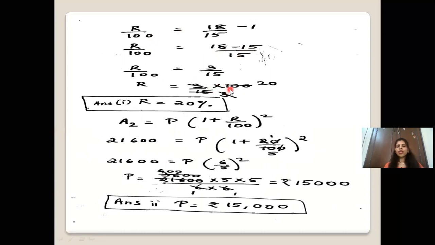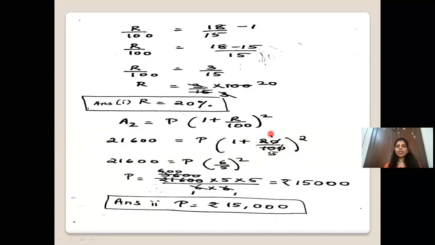Now 3 upon 15 into 100. When you cancel, 5 threes are 15, 5 twenties are 100, and 3 and 3 get cancelled, so you are left with 20. So now r is 20%. Substitute this value of r into any value of a. So we have taken a2. a2 is equal to p bracket 1 plus r upon 100 raised to 2. So 21,600 is equal to p bracket 1 plus 20 upon 100 raised to 2.